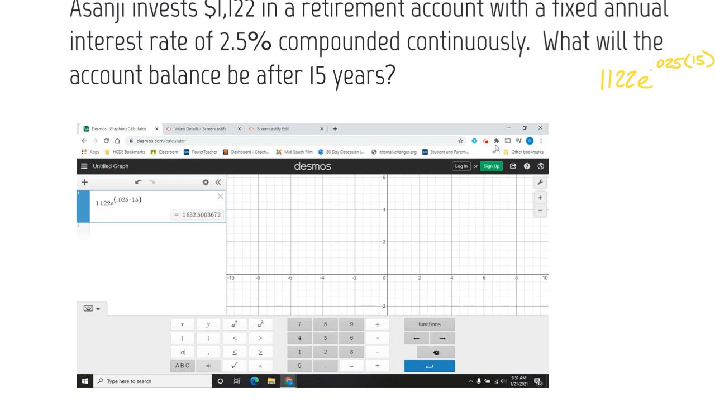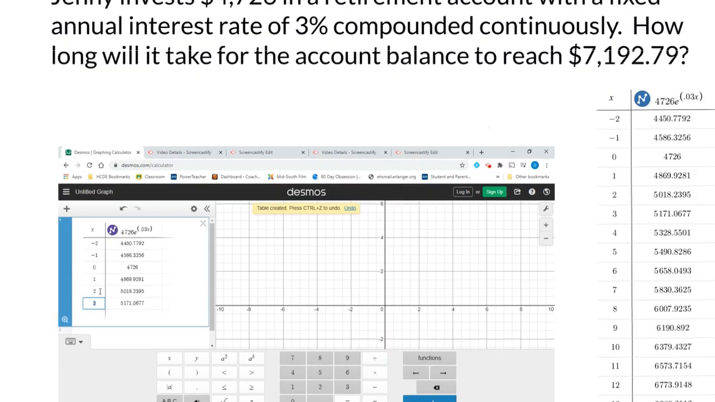So there we have that. Now let's talk about when we are given the final investment, the starting investment, and we're trying to see how much time was taking place inside of these investments. So we're going to use the same formula.